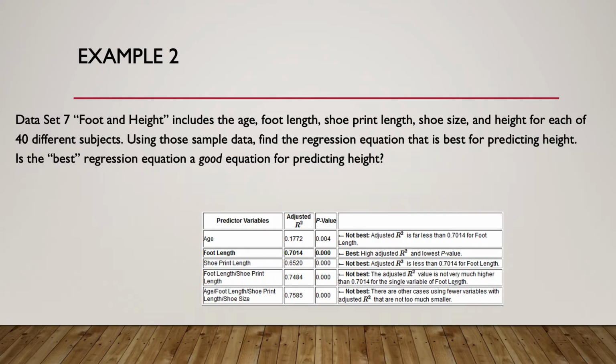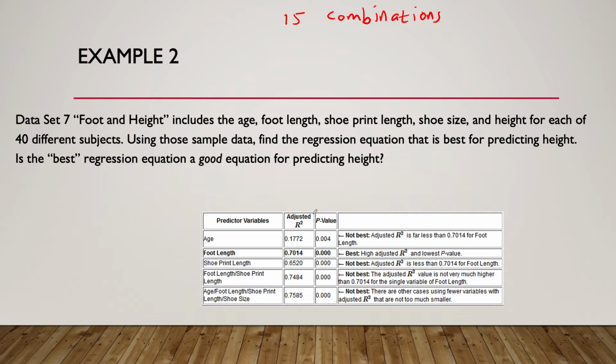So for example, data set 7, foot and height, includes the age, foot length, shoe print length, shoe size, and height for each of the 40 different subjects. Using those sample data, find the regression equation that is best for predicting height. Is the best regression equation a good equation for predicting height? Well, there's a total of 15 combinations. This table down here just shows 5 of them.